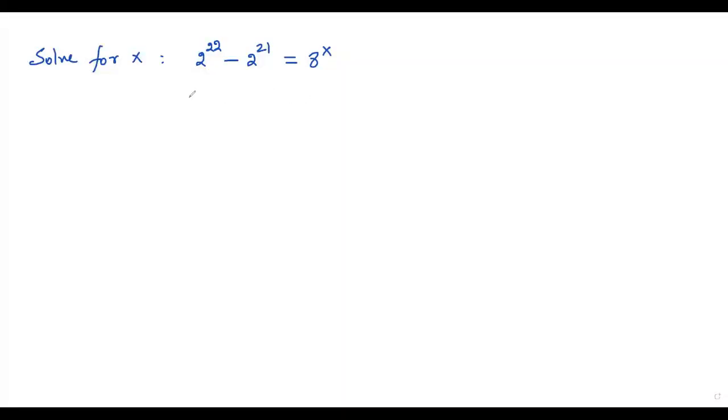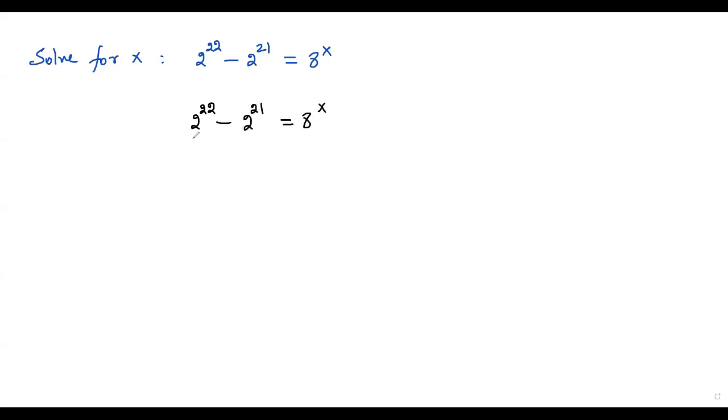Here we have an exponential equation and we have to solve for x, that is, we have to find the value of x. First, let me write the given exponential equation as it is: 2 to the 22nd power minus 2 to the 21st power equals 8 to the x power.